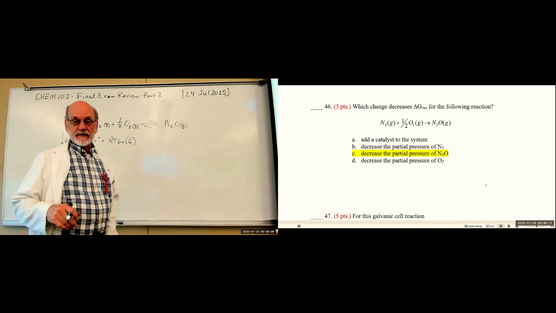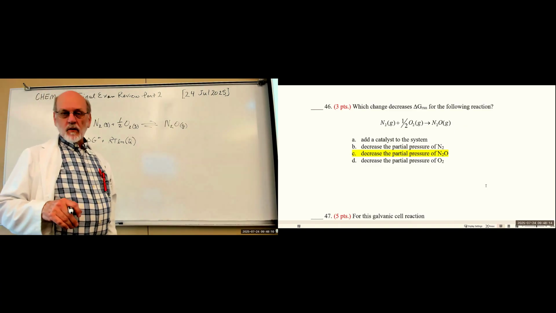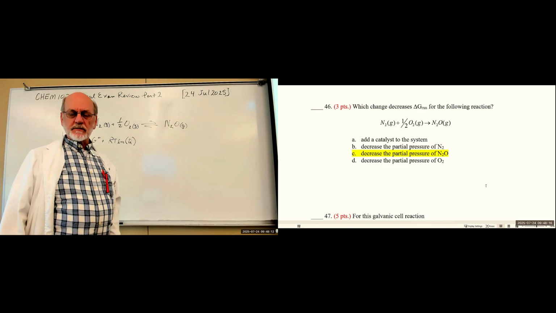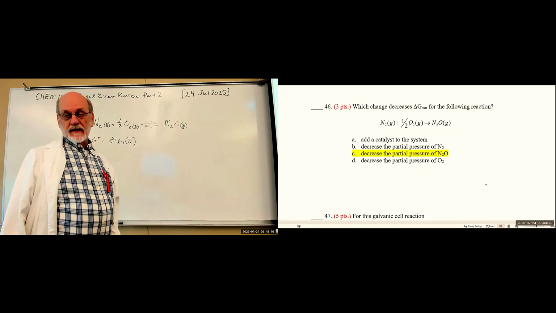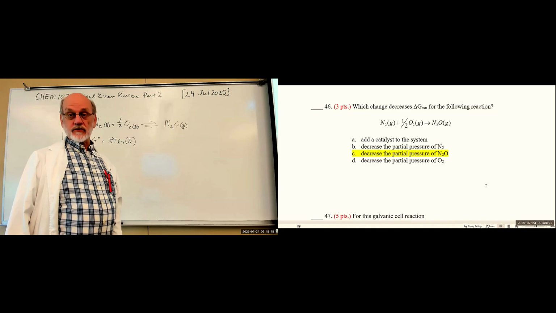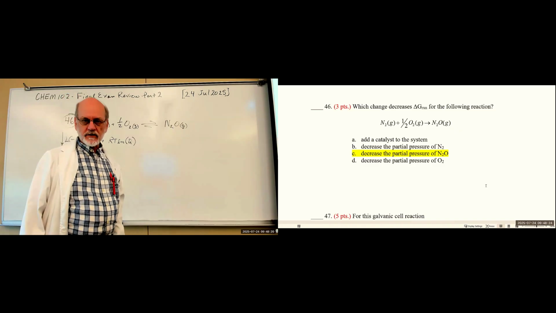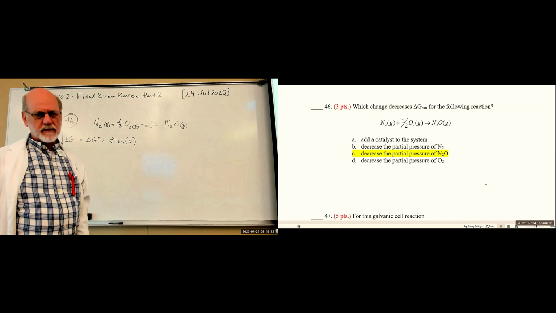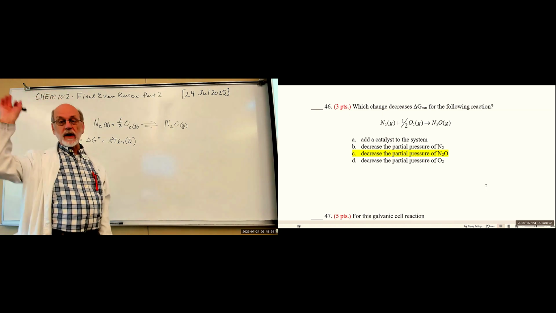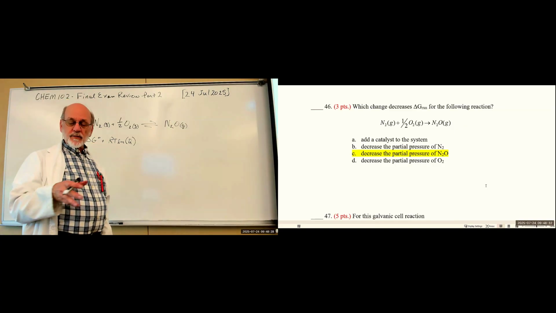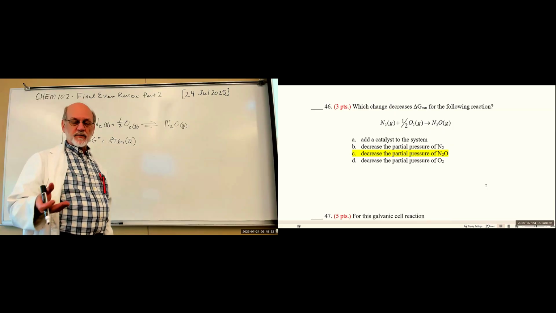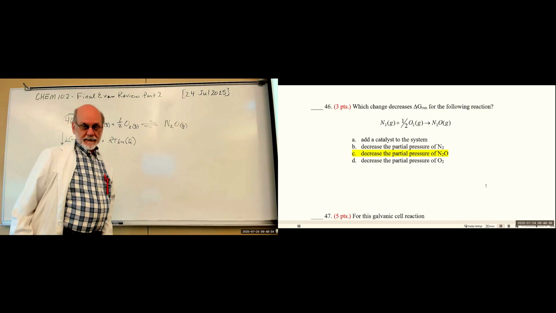Well, we might be able to eliminate some of them, right? What if you add a catalyst to the system? That won't change the free energy. It'll change the rate, but it won't change the free energy. We're talking about equilibrium here, right? So A, we can just throw A out. Now we can look at the other three. Decrease the partial pressure of N2, decrease the partial pressure of N2O, decrease the partial pressure of O2.